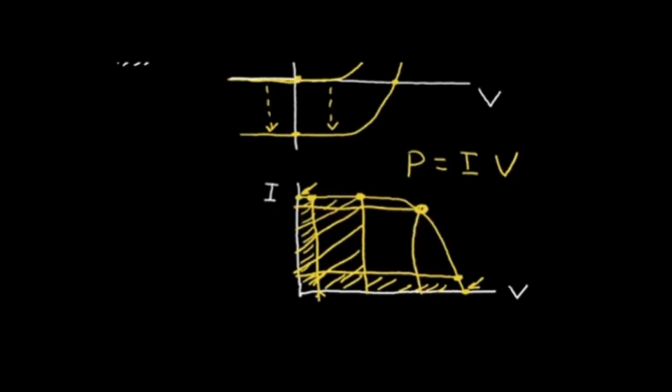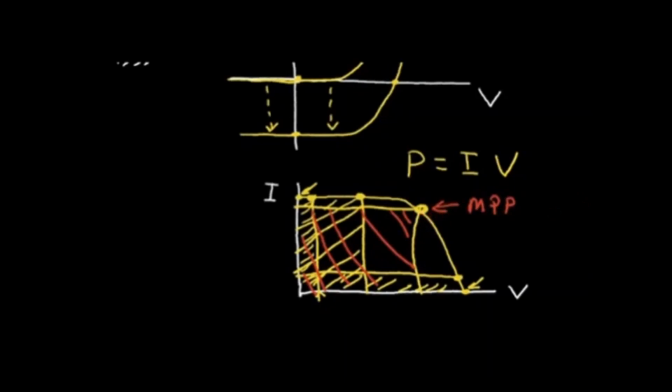So let's change colors here. And so we want to maximize this particular area. This point is the maximum power point. And so we would like to always have circuits that operate the solar cell at this point so they can extract the most usable energy or the most power from the solar cell.